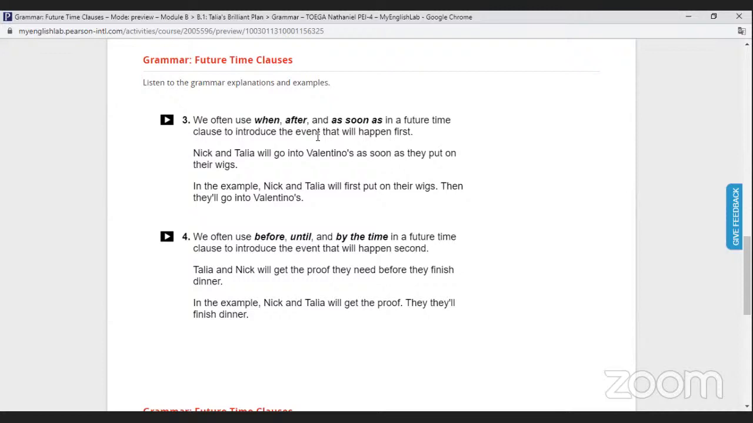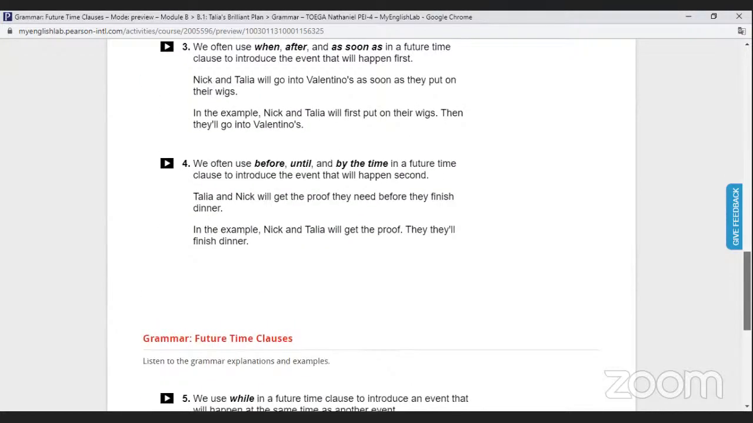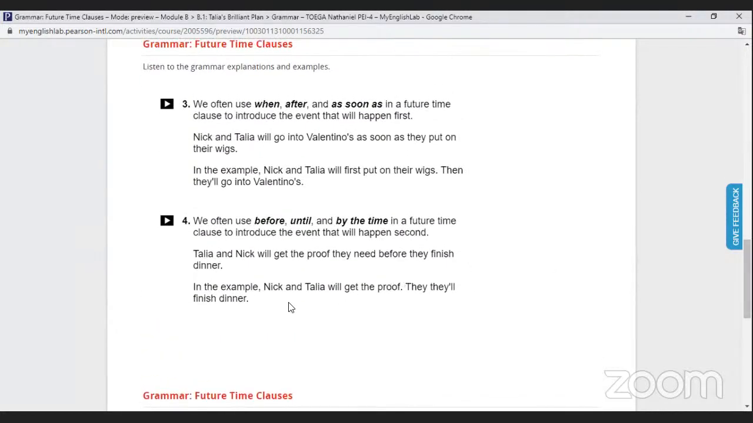Okay. So with those words, you can connect the two parts of a sentence, or what you want to mean, right? When, after, as soon as, exactly. And now in this other part, number four, we often use before, until, and by the time in the future time clause to introduce the event that will happen second. Like the example, Talia and Nick will get the proof they need before they finish dinner.